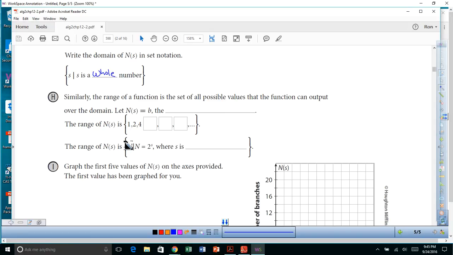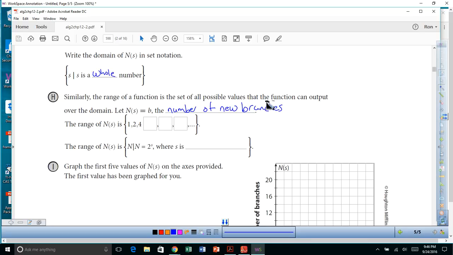Similarly, the range of a function is a set of all possible values that the function can output over the domain. Let n sub s equal b, the number of new branches.